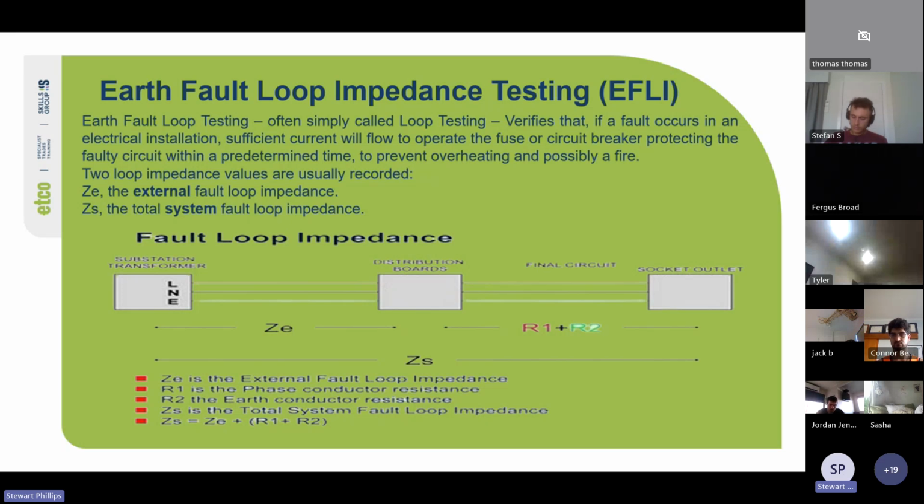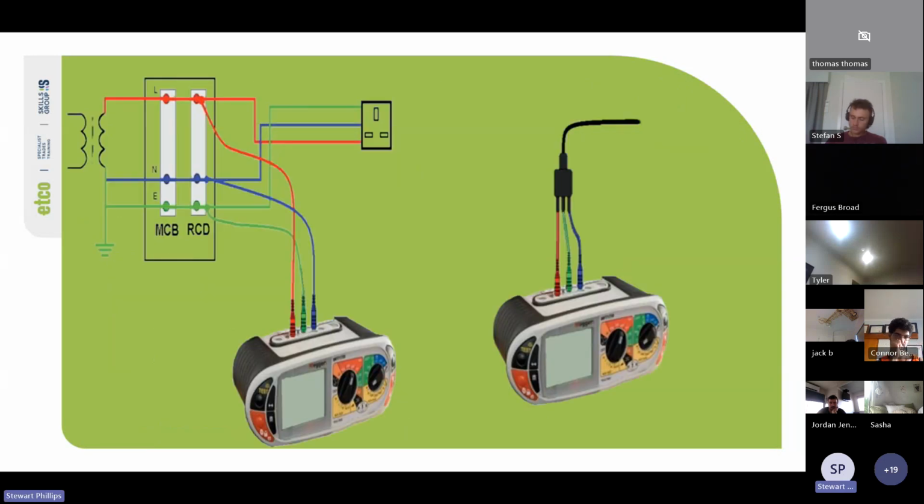Because with impedance, there are multiple current paths and parallel circuits, which, as we know from when we looked at resistance, resistance in parallel is a lower overall total resistance. But yeah, when we're talking about AC circuits, it's impedance. When we're talking about DC circuits, it's resistance. Cool. So when you're doing your ZS, you do it between phase, neutral, and earth.